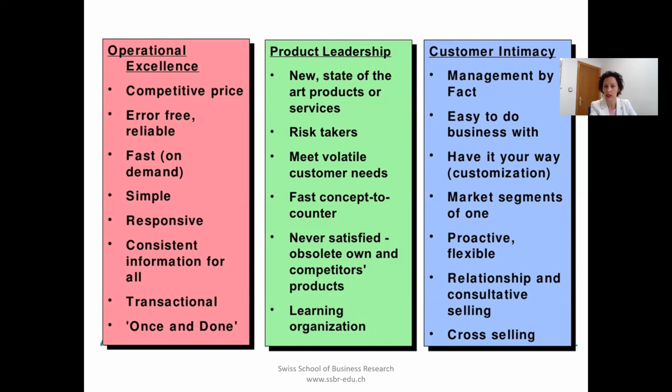And customer intimacy, the best end-to-end solution, is management by fact. What does that mean? If it ain't broke, don't fix it. They are easy to do business with. They allow for maximum customization. They usually attack one specific market segment. They are proactive and more flexible. They have a very consultative selling approach, and they also do cross-selling. Since it's an end-to-end solution, maybe you have purchased product 1, but now we also offer that you buy product 1A and 1B to update or improve your experience with product 1.